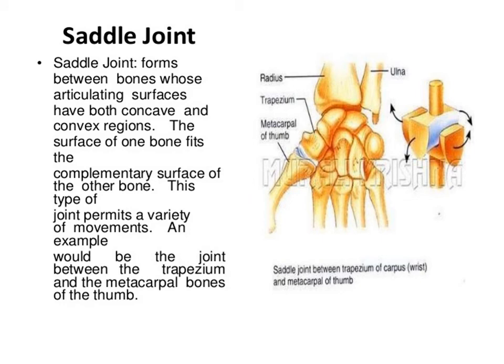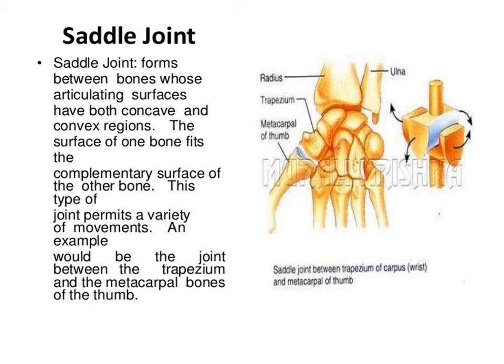Great, we're moving into saddle joints. Saddle joints form between bones whose articulation surfaces have both concave and convex regions. The surface of one bone fits the complementary surface of the other bone. This type of joint permits a variety of movement. Example would be the joint between the trapezium and the metacarpal bones of the thumb.